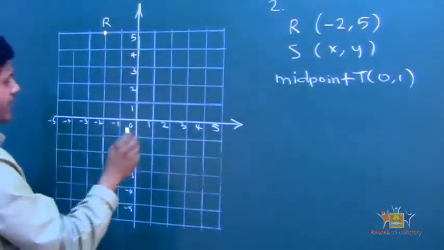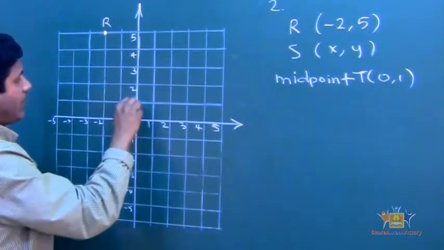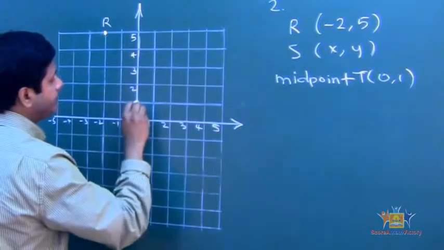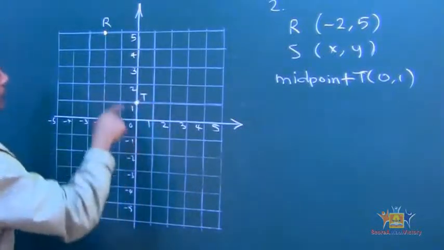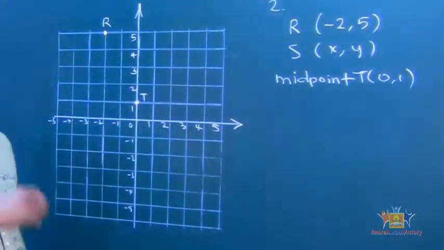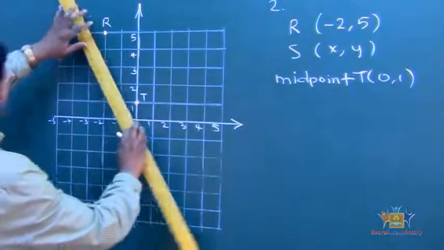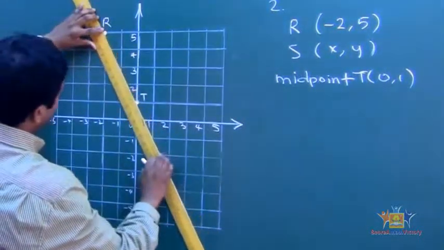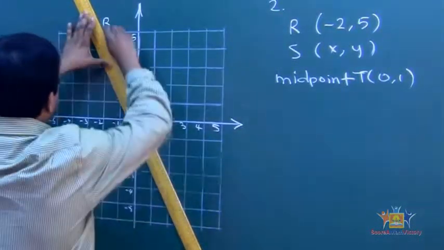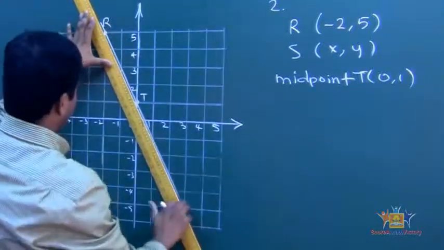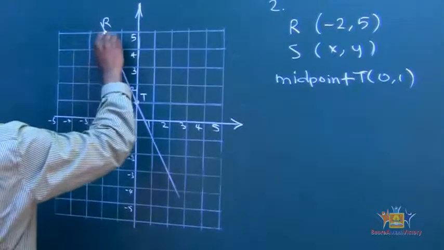So 0 is x, that's right there, and y is 1. That means up right there. So that is the midpoint, T. Okay, we want to find another point, so let's just draw a straight line. Let's join them. We don't know where it's going to meet, we're just going to draw a straight line. All right, so now we know this is the point right there.